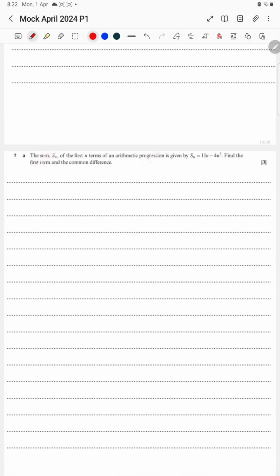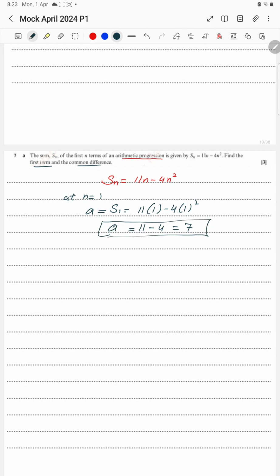Okay guys, question number 7 for 3 marks is given the sum of n terms of an arithmetic progression. Sn is given to be 11n minus 4n square, right? We need to find the first term and the common difference. So at n is equal to 1, sum of first term, that is what, a in the AP, 11 times 1 plus minus 4 into 1 square, we get 11 minus 4, that is 7. This is the first term, sum of one term, that is here, a is equal to 7.